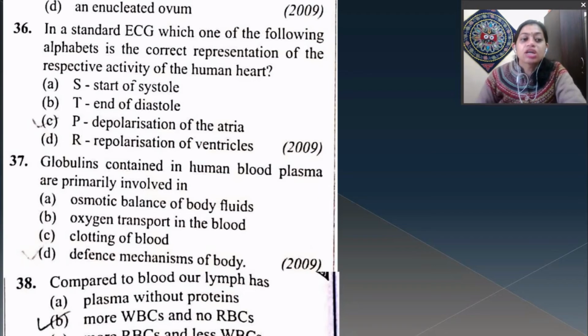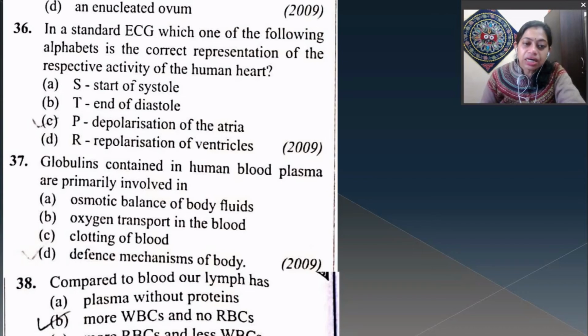ये गलत है. Globulins contained in plasma, human blood plasma, are primarily involved in osmotic balance of blood fluids. नहीं, ये albumin करता है. Oxygen transport in the blood, ये भी गलत है. Clotting of blood, fibrinogen करता है. Defense mechanism of body में help करता है. Globulins, the right option will be D.